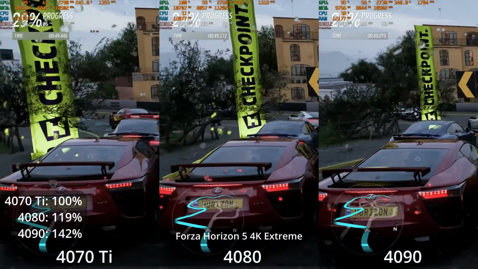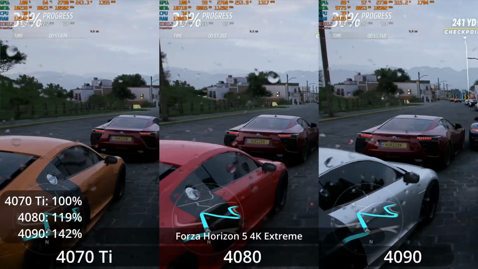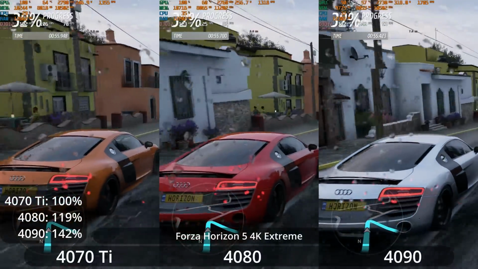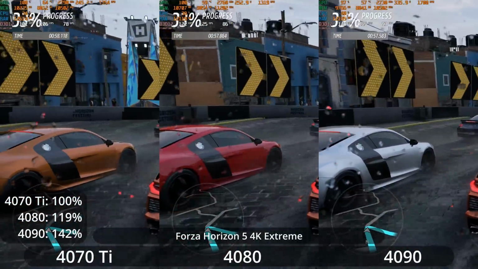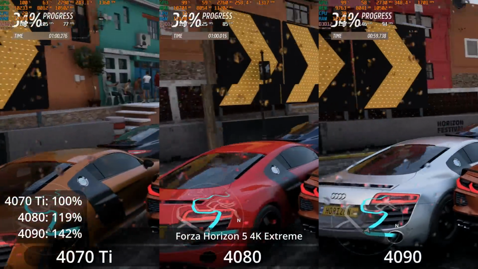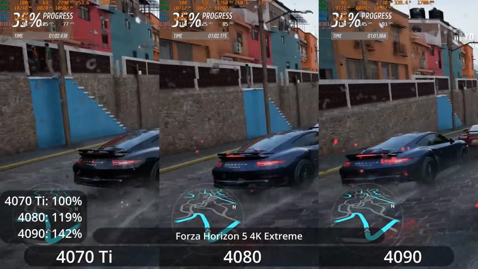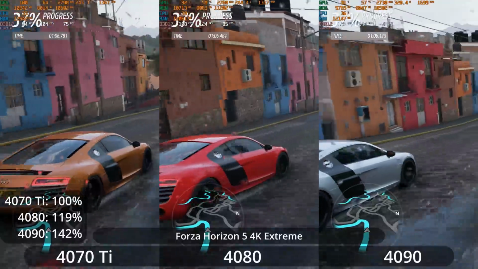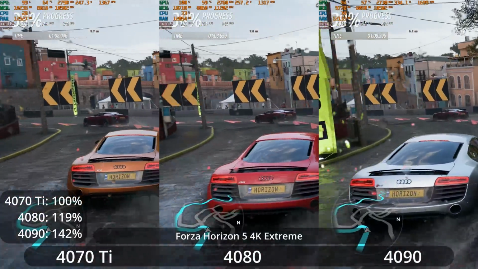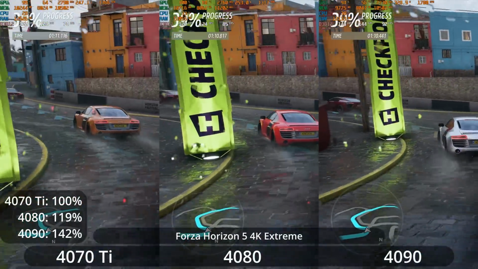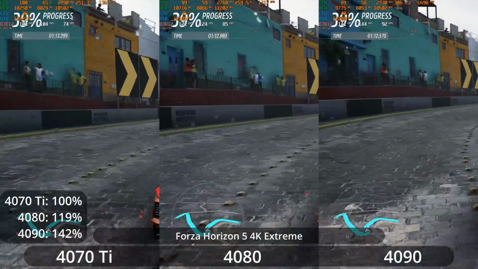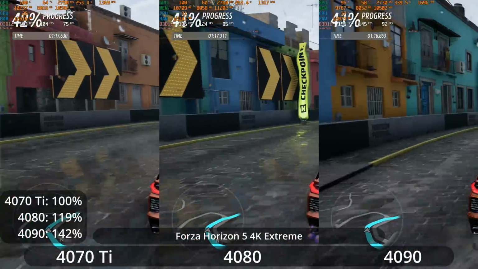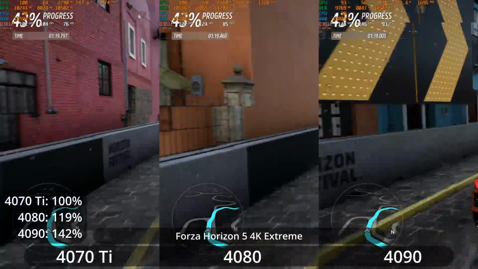Let's hop into another game. Here we're looking at Forza Horizon 5, and even at the 4K extreme settings, once again, the 4090 is so powerful that we're not seeing it reach 100% utilization, which is reducing its lead down to 42%. It would be capable of more. The 4080 is showing a 19% lead over the 4070 Ti. And I think the important thing here is that all three GPUs are delivering an average of over 100 frames per second at 4K extreme settings.